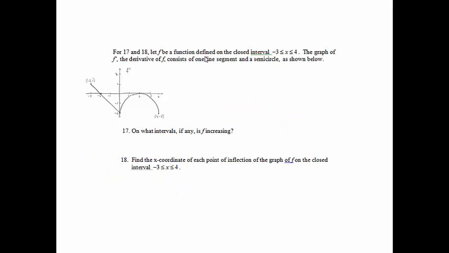Okay, number 17 and 18, let f be a function defined on the closed interval -3 to 4. The graph of f prime, the derivative of f, consists of one line segment and a semicircle as shown below. On what intervals is f increasing? And then it asks for points of inflection. So I'm going to start by making an f prime chart and an f double prime chart.